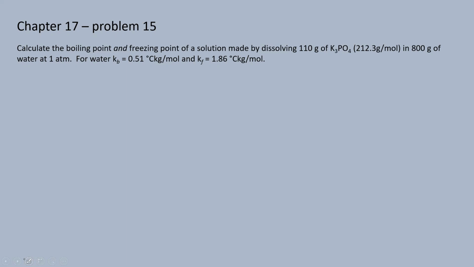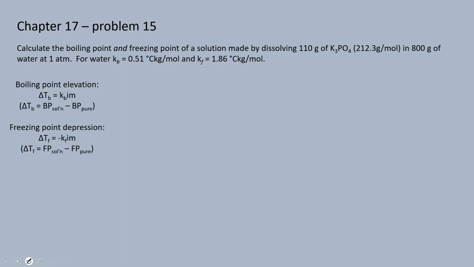So if we want to get the boiling point and/or the freezing point of the solution, we're going to use the Chem equations. You can see the equations have the constants, which are given, the Van't Hoff factor, which we'll have to determine, and the molality, which we will also have to determine. So I'm going to start with getting the molality. So I have to get the moles of the potassium phosphate.